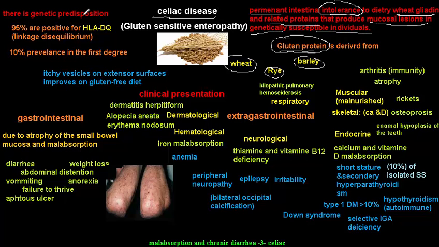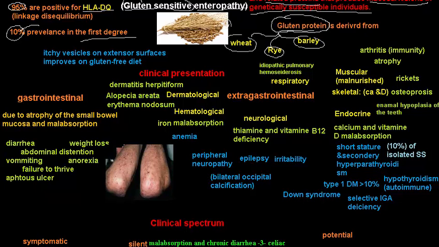So celiac disease is a genetically predisposed disease. About 95% of celiac disease patients have positive HLA-DQ, and we have about 10% prevalence in first degree siblings. So it is a genetic disease. Celiac disease has other names like gluten sensitive enteropathy, and by now we know why: there is sensitivity or allergy to gluten, which is in wheat, rye, barley and other things. This is the wheat, for those who don't know it.